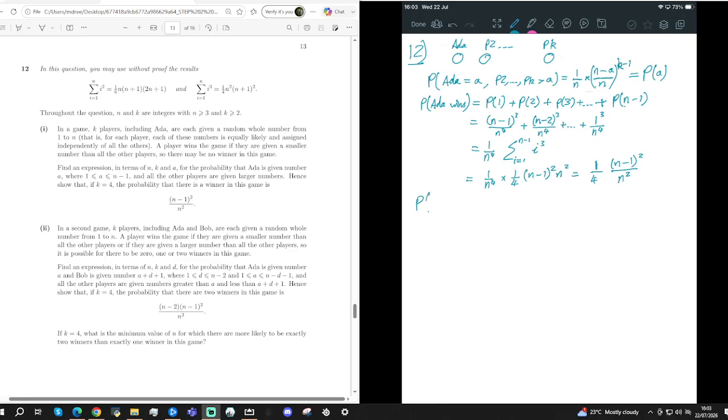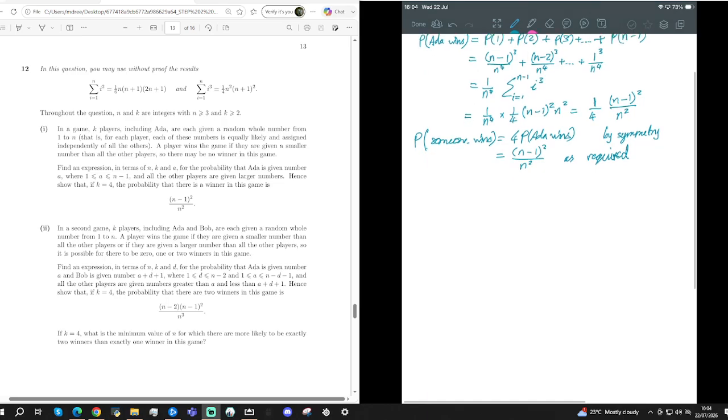But now the probability someone wins is going to be 4 times the probability that Ada wins by symmetry. There was no reason why we picked Ada out as a particularly special individual, so it could be any of them. Now if I do multiply that probability by 4, I get rid of the quarter, as stated in the question, getting the result as required. So that's part 1.